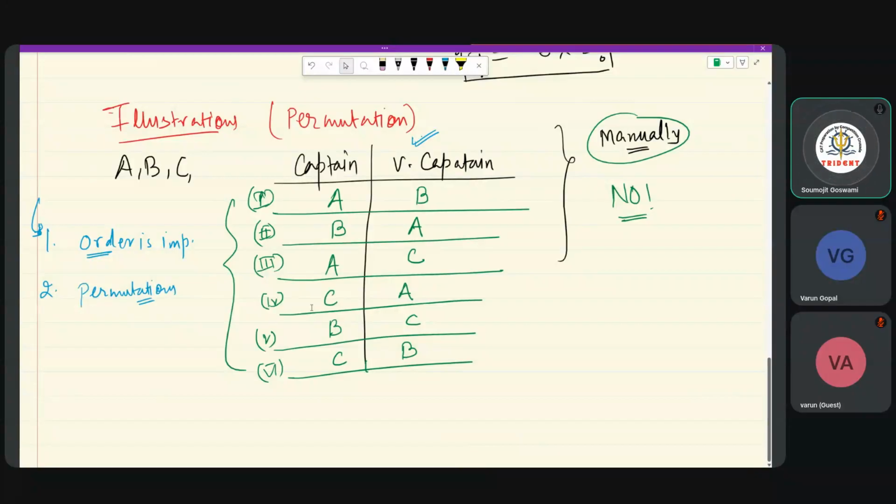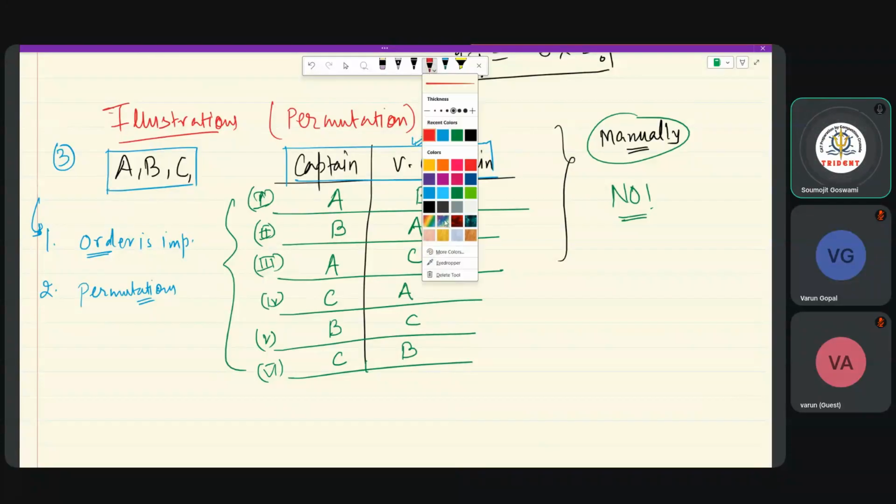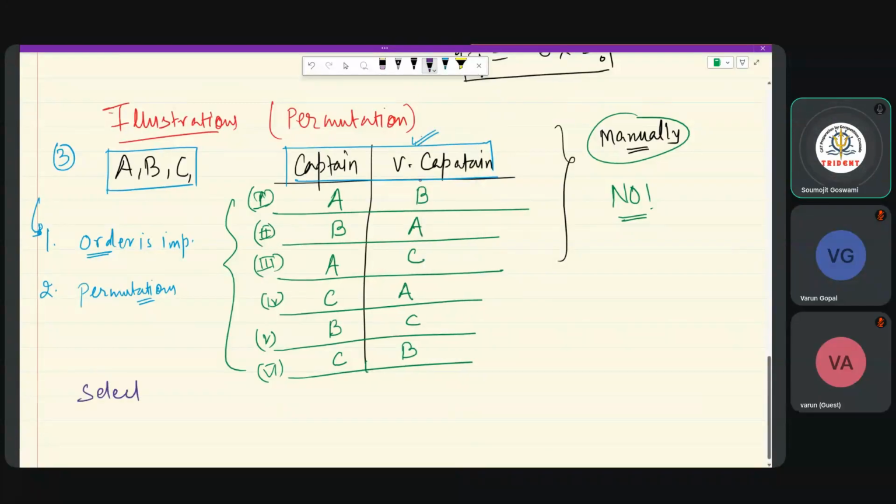Now, how do we do that? Remember how many friends we had? We had 3 friends. And how many positions we had? We had 2 positions. So typically, now please pay attention to what I am about to say. What we are going to do is we are selecting 2. Why 2? Because captain, vice captain, na? We are selecting 2 and then arranging.